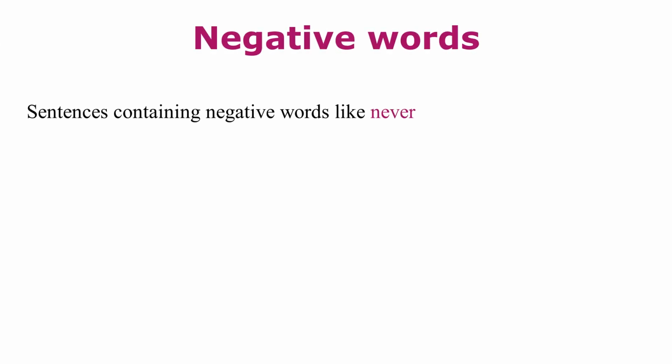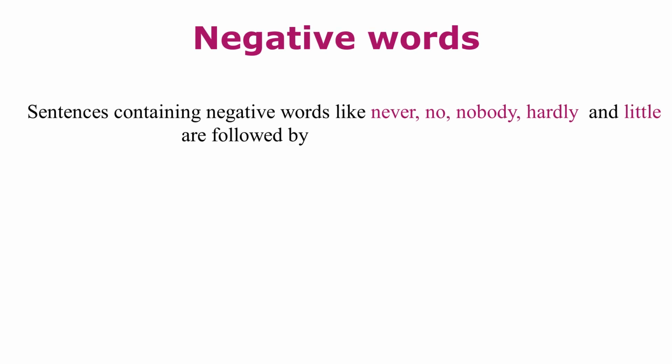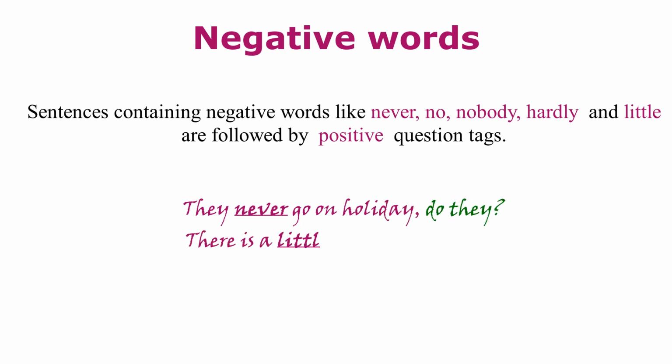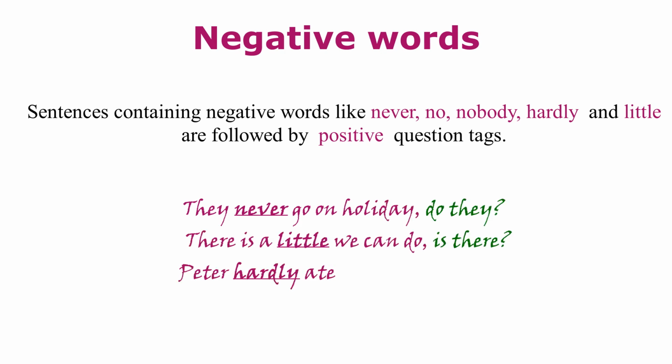Negative words. Sentences containing negative words like never, no, nobody, hardly, and little are followed by positive question tags. For instance, they never go on holiday, do they? There is little we can do, is there? Peter hardly ate anything, did he?